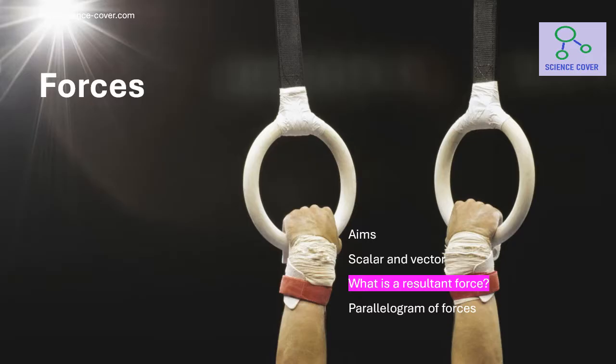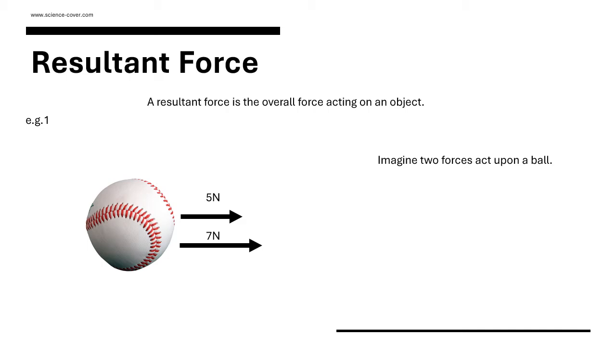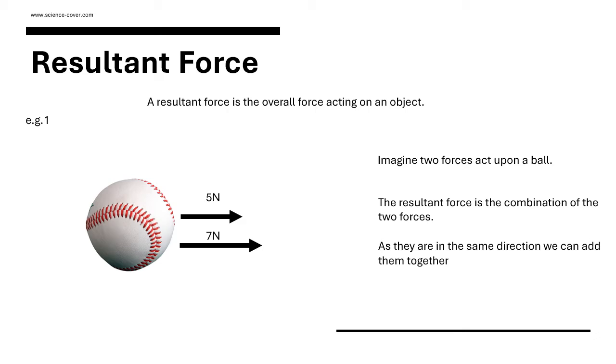Now let's move on to look at what we mean by a resultant force. Resultant force is the overall force acting on an object. So here we have a baseball, and it has a 5 Newton force and a 7 Newton force. The resultant force is the combination of these two forces. As they are in the same direction, we should add them together. So 5 newtons and 7 newtons gives me 12 newtons. So the resultant force is 12 newtons to the right.